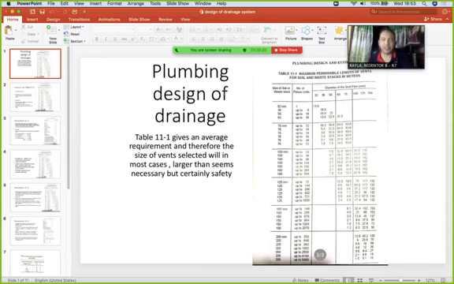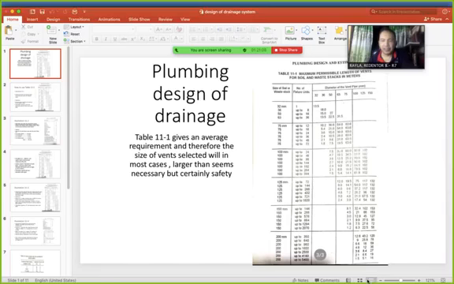But this one is coming from Pahardo book. There is another textbook. The author is Pahardo, providing for the design. So we can have the plumbing design of drainage. So normally all the drainage are based on fixture unit. So table 11-1 provides the average requirement, the size of the bend.